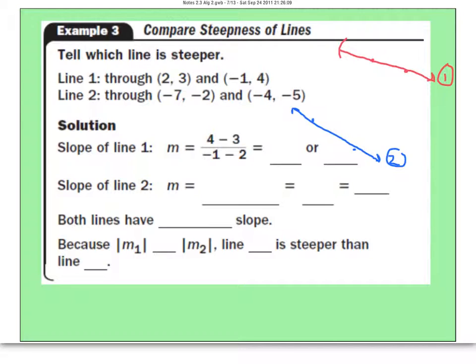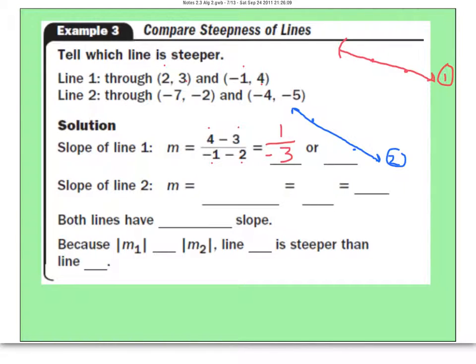The math is definitely going to have to prove it. And you always have to do the math to prove it. So let's take a look at it. For line 1, they already started the calculation. They did y2 minus y1, which is 4 minus 3. They did x2 minus x1, which is negative 1 minus 2. It's going to simplify to 1 over negative 3.